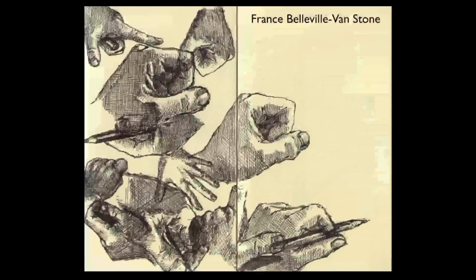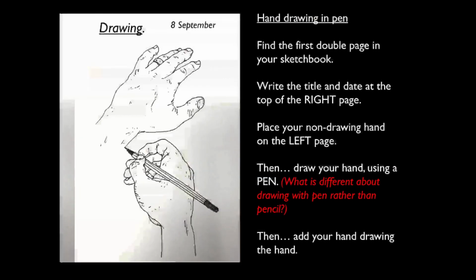Sketchbook pages with hands. And that's there because that's your first task. You are going to find the first double page in your sketchbook. This is for classwork, don't do this at home please. You're going to write the title and the date on the top of the right hand page. If you're left-handed, all of these left and rights should be the other way round. You place your non-drawing hand on the left page and then you draw a picture of your hand using a pen. Do not draw round your hand and fill it in.